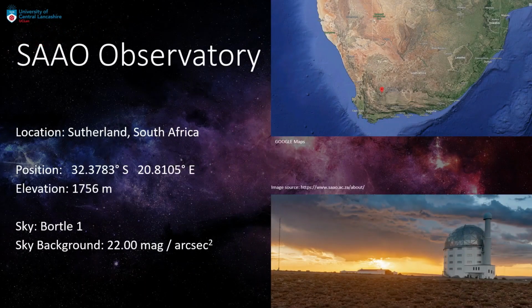The South African Astronomical Observatory, SAAO, is located in the area of Sutherland, South Africa. Under an average sky background flux of 22 magnitudes per arcsecond squared, it is blessed by an exceptionally dark sky for astronomical observations. The SAAO, in fact, has long been at the forefront of astronomical research, utilizing cutting-edge technology to capture and analyze the wonders of the universe.